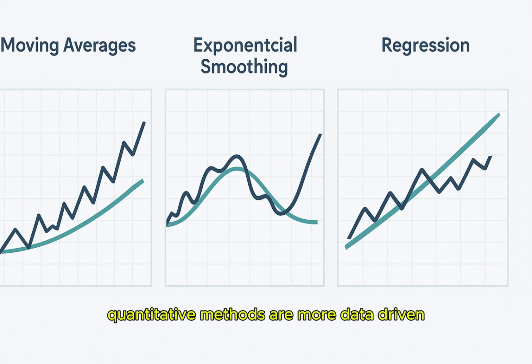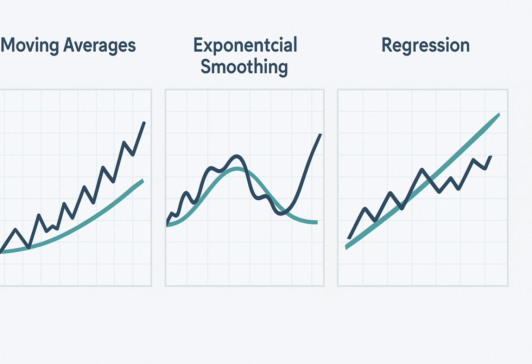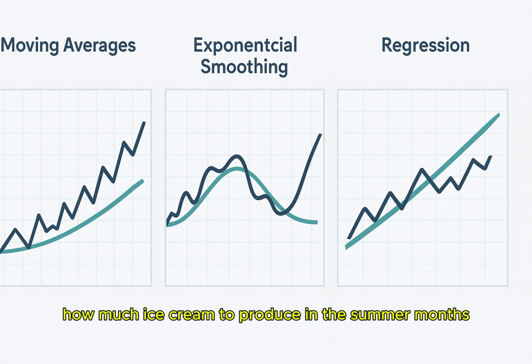Quantitative methods are more data-driven. They look at historical sales numbers and identify trends. One simple approach is the moving average, which smooths out short-term fluctuations to highlight long-term patterns. Another is exponential smoothing, which gives more weight to recent data while still considering older trends. Regression analysis can also be used to find relationships between demand and external factors, like advertising spend or economic conditions. For example, an ice cream shop could use past sales data and local weather patterns to predict how much ice cream to produce in the summer months.